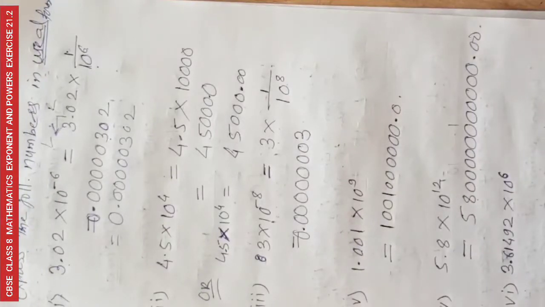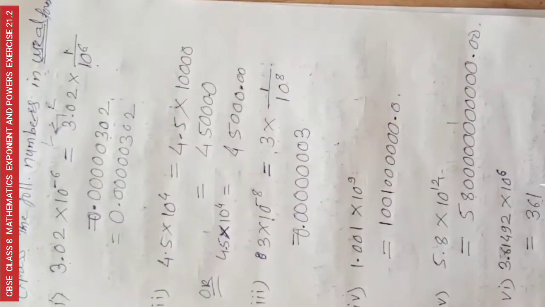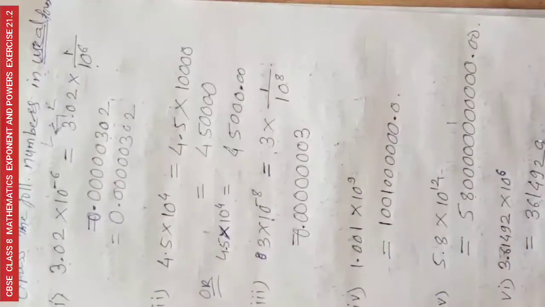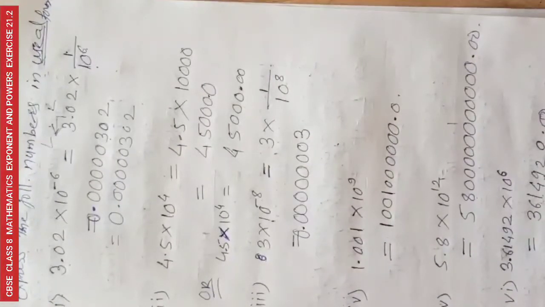And the last one is 3.61492 into 10 raised to the power 6. Again the exponent is positive and the value is present in the numerator, so the decimal point is shifted from left to right. So here how many places? After the 6 digits, 3 6 1 4 9 2. So here the places are 1 2 3 4 5 and this is the 6, and here is the point, and here are the 0 0. So dear students, this is question number 2. The given numbers are in the standard form and we have to find them in usual form.